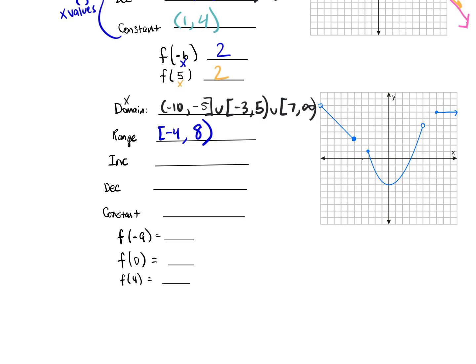All right, increasing, decreasing, and constant are always what? Always the x values, and it is always parentheses. So if I start at the left side of my graph, are we walking uphill or downhill? Downhill, so we're decreasing from what x value to what x value? -10 to -5. So we're decreasing from -10 to -5.